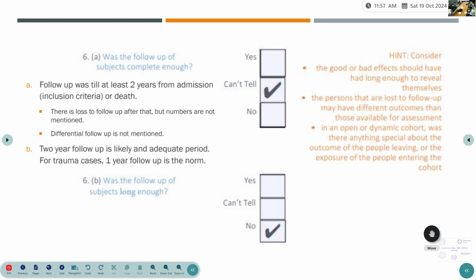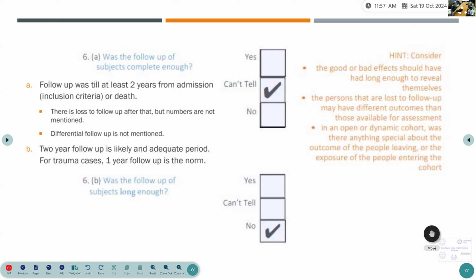So the follow-up was until at least 2 years from admission. This was an inclusion criterion. We saw earlier that around 200 patients who were screened were excluded because the follow-up was not complete. There is loss to follow-up after this 2-year period, but they have not mentioned the numbers of the loss to follow-up anywhere, including in the Kaplan-Meier curve, and they have not mentioned whether there was a differential loss to follow-up. Whether this follow-up is long enough is the question.